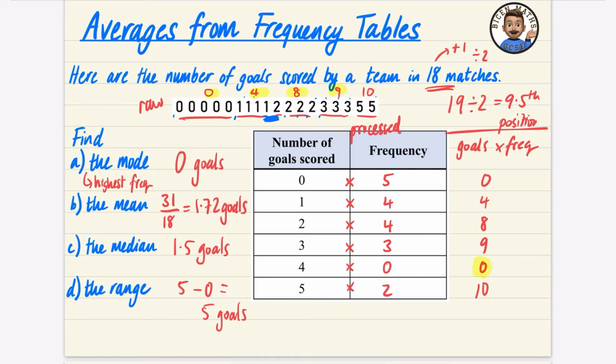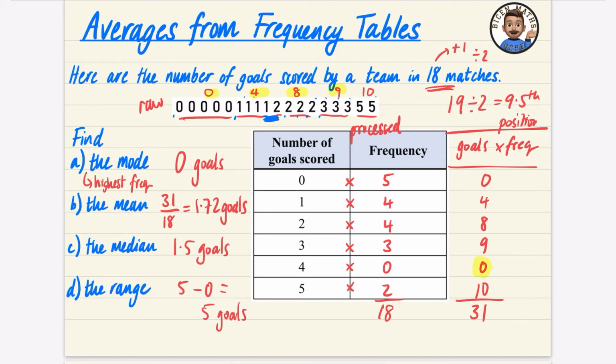And then what we did beforehand is we added up all of these numbers, which were here, and they added up to 31. And we saw how many numbers were in the list, which was 18. Now think to yourself, what part would tell you how many numbers were in the original list from the table? Well, it's these ones added together. 5 plus 4 plus 4 plus 3 plus 2 is 18. So to find the mean, you do the total of the goals times the frequency, and you divide it by the total of the frequency that we have there. So you do 31 divided by 18.